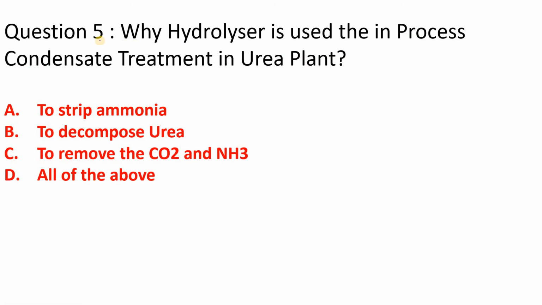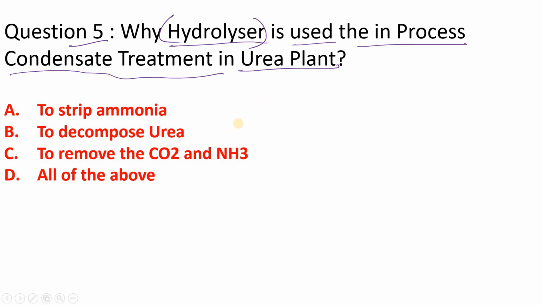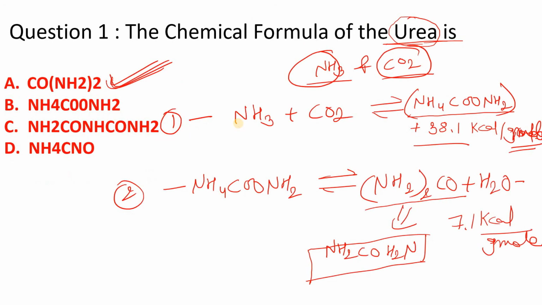Okay, now let's see the fifth question. The fifth question is: why is the hydrolyzer used in the process condensate treatment in a urea plant? Mainly, the hydrolyzer is used to decompose the urea. Just see the reaction of the formation of urea. Here you can see that this is our reactant, and this is our final product.